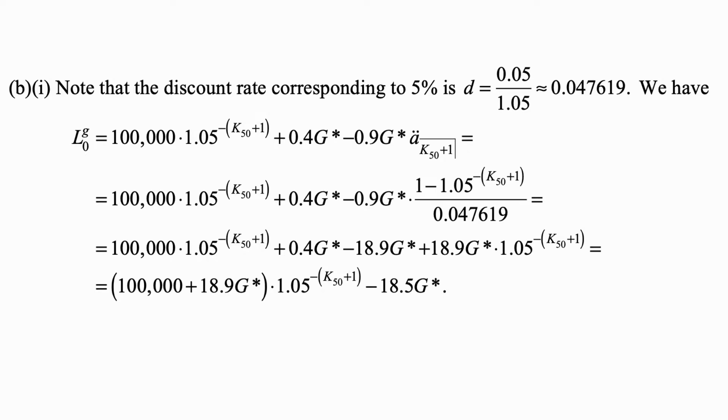And then when we calculate all this, multiply it what we can, we would get 100,000 times 1.05 to the minus K50 plus 1 plus 0.4 G star minus 18.9 G star. That's 0.9 divided by that discount rate, plus, because of minus making it a plus, 18.9 G star times 1.05 to the minus K50 plus 1. So this becomes 100,000 plus 18.9 G star times 1.05 to the minus K50 plus 1 minus 18.5 G star.